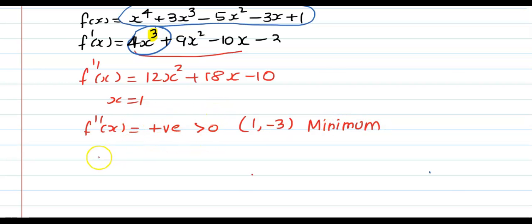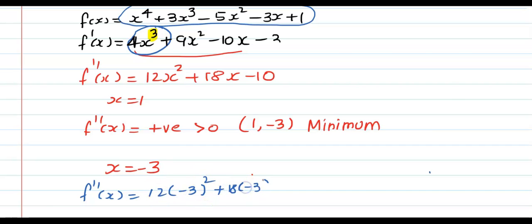Now, what was the other value? x was minus 3. If we put x equal to minus 3, then f double dash x will be 12 times minus 3 square plus 18 times minus 3 minus 10. So this is coming positive 44. Positive means greater than 0. Again, the point will be a minimum.